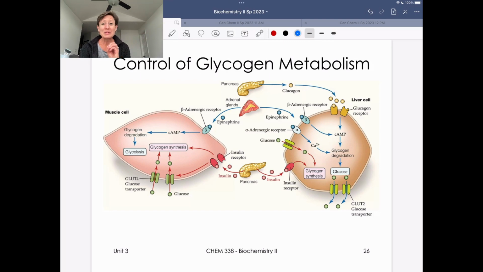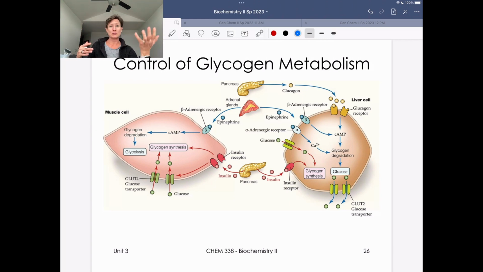So hopefully a little bit of a simpler slide. It's pictures rather than a lot of words and arrows, but another important slide that's going to allow us to think about the differences between what happens when we have need state, let's say low blood sugar, and fed state, high blood sugar.